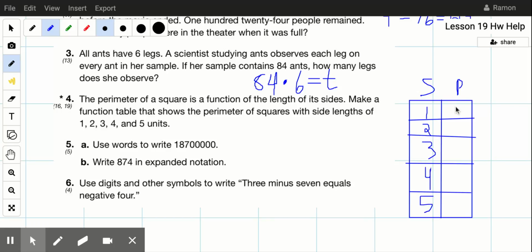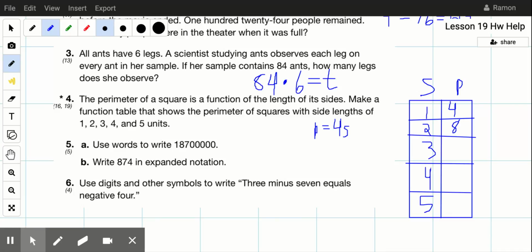So the perimeter, we all know that all the sides in the square are the same and that there's 4 sides. So then the perimeter is demonstrated by the equation 4 multiplied by S. So to find the perimeter, we just substitute S with the length of the side. So 4 times 1 would be 4. 2 times 4 would be 8. And then you would continue using this function rule to find the perimeter of the remaining side units.